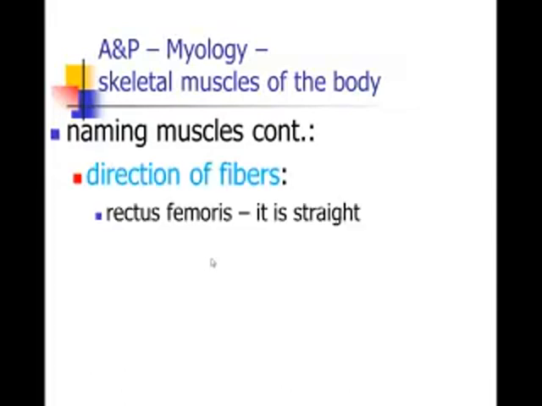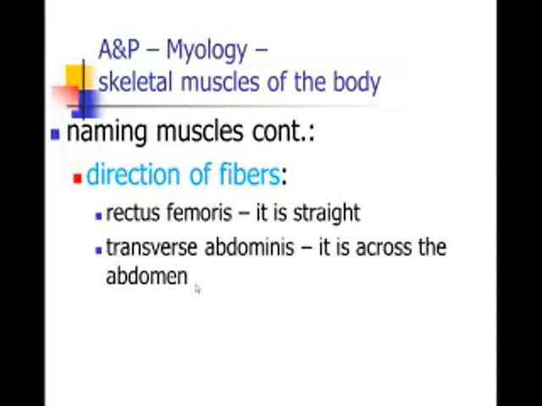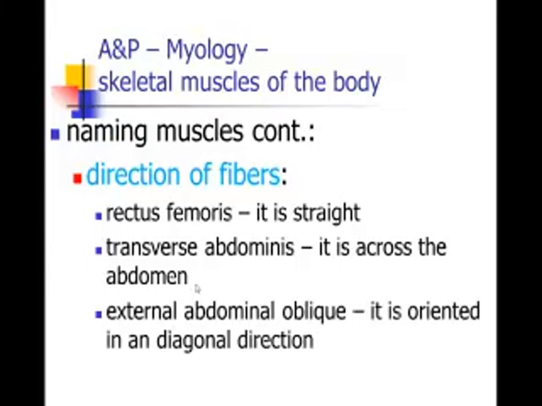We can also name muscles by the directions of the fibers. So rectus femoris. Rectus means straight, so this is a straight muscle in the thigh. Transverse abdominis. This muscle has muscle fibers that go transversely across the abdomen. External abdominal oblique. The external abdominal oblique has oblique orientation of its muscle fibers. There is an external intercostal muscle which is actually the same muscle as external abdominal oblique. The only difference is that it has ribs kind of in the mix. So I apologize for that. External abdominal oblique is oblique and it is in the abdomen.